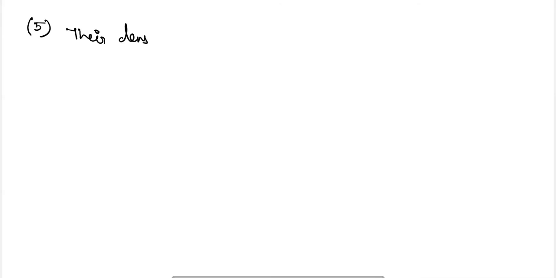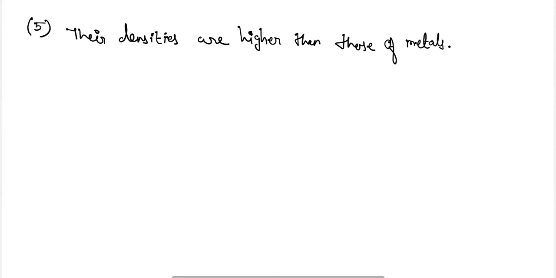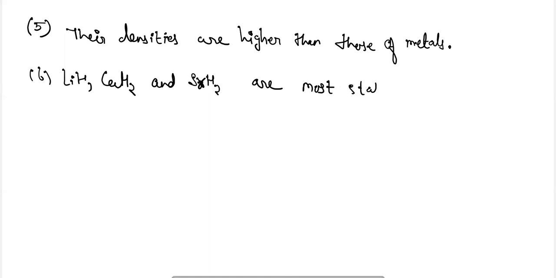The next characteristic of ionic hydrides is that their densities are higher than those of the metals. Lithium hydride, calcium hydride, and strontium hydride are examples of the most stable hydrides.